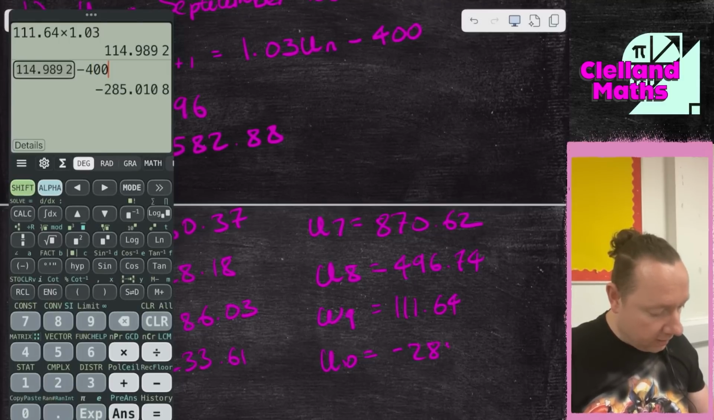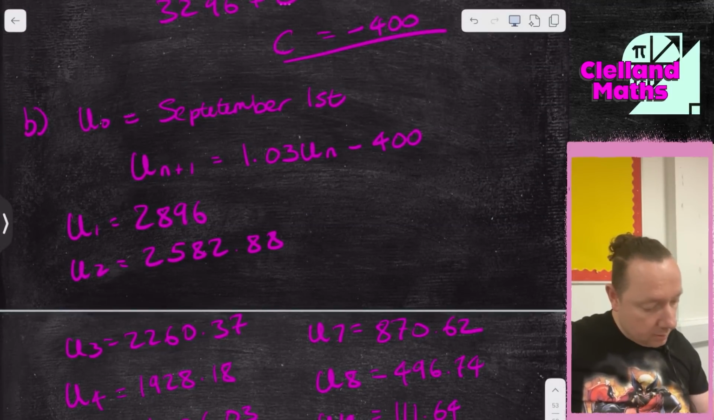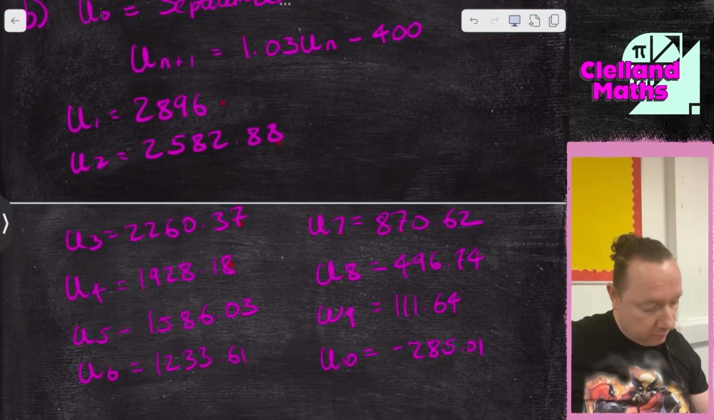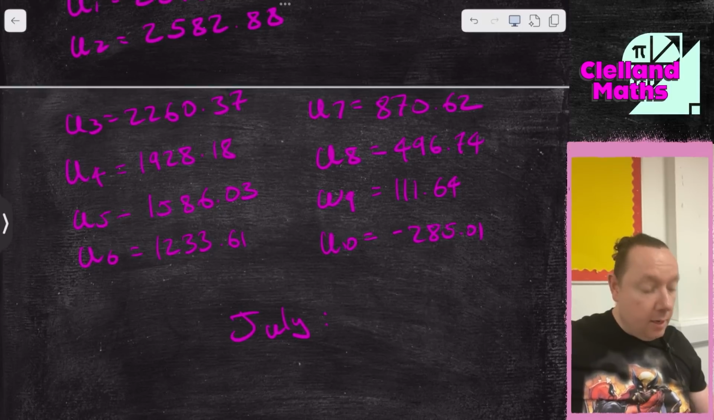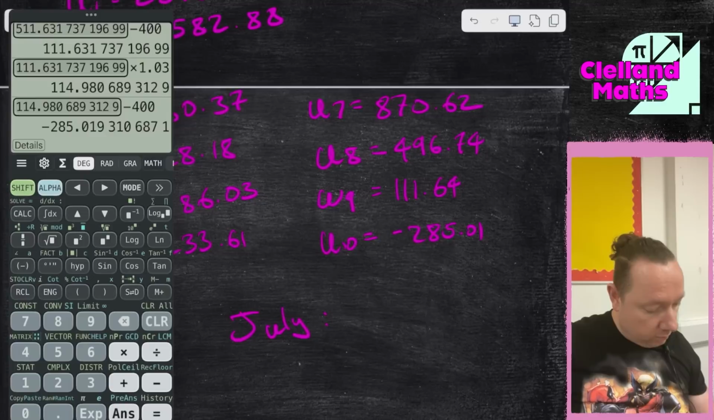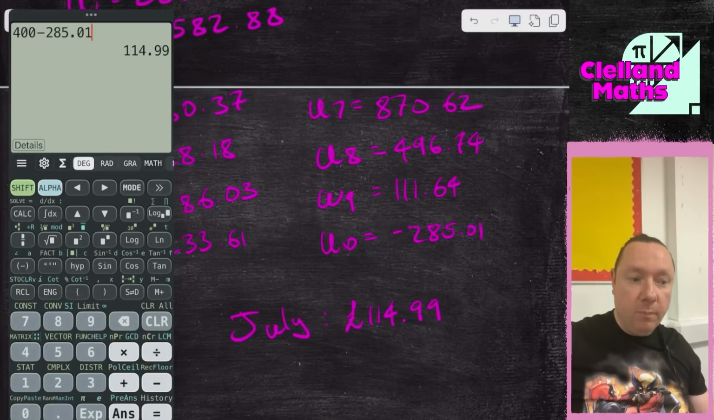Minus 285.01. Okay, so the final payment, September, October, November, December, January, February, March, April, May, June, July. So it's in July, but how much are we paying? Well, we usually pay £400. But we've got a minus balance if we do that. So taking away that, it's actually only £114.99 for your final payment.